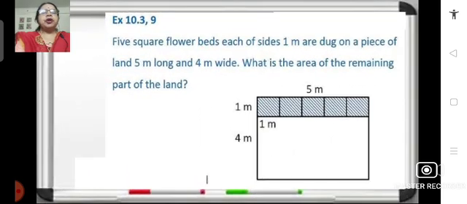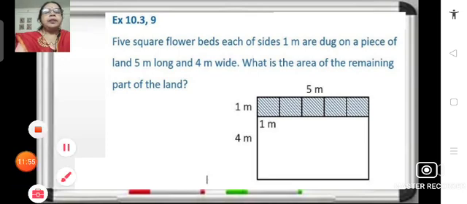Now coming to the next problem, problem number 9, 10.3. Children, this problem is very important and you need to pay attention to understand each and every step of the problem, how we are solving it. And it's very important that you note down every step in your notebook. Otherwise, it will be difficult for you to understand later on. So please pay attention and see how we solve this problem.